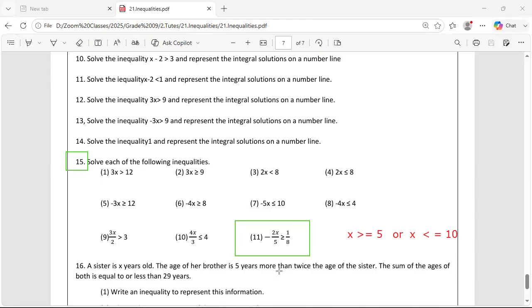What happens to this inequality? It should be changed because you are dividing both sides by a negative number. It should be placed like this. Okay, so this is it.